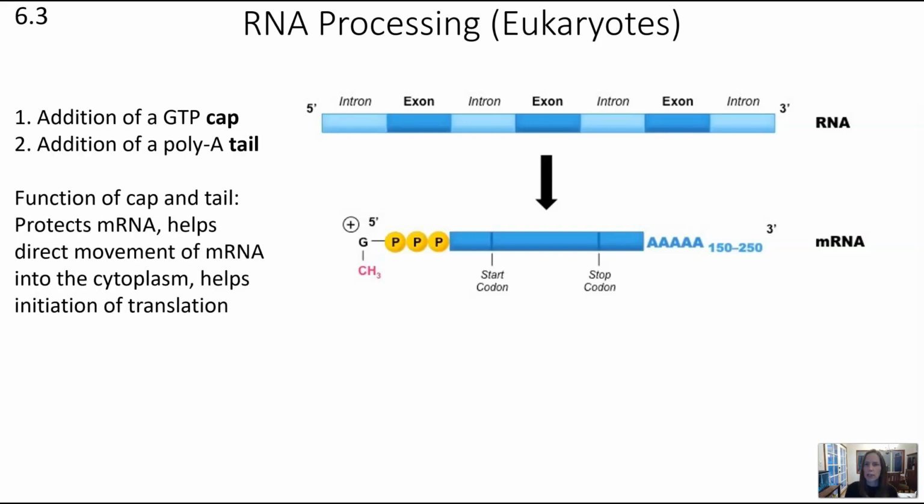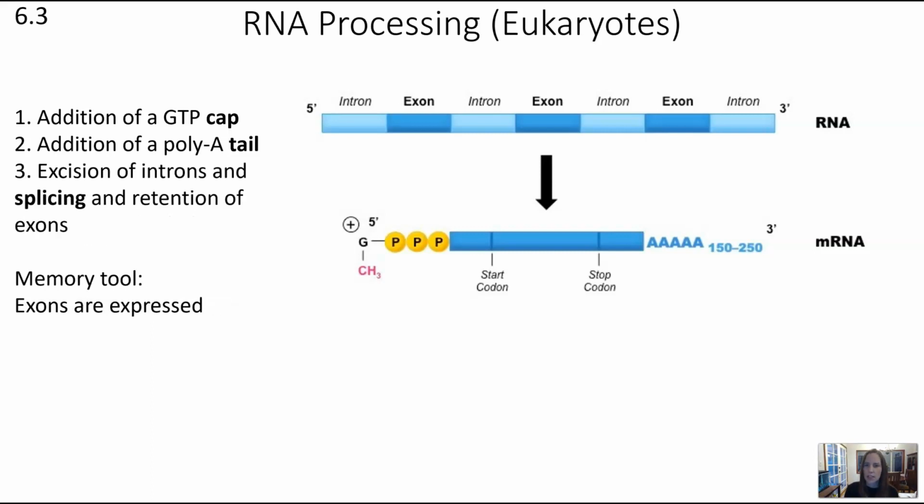Two of the changes that happen during RNA processing are that the RNA strand gets a cap and a tail. On the side of the RNA that was first transcribed, the 5' end, it gets a GTP cap. You don't need to know the details of that. And on the side that was finished, the end of the RNA, it gets a tail, a poly-A tail, because it has a whole bunch of adenines attached to it. Again, you don't need to know the details here, but you should know that the cap and the tail help protect the mRNA, help direct its movement, and often help initiate the process of translation.